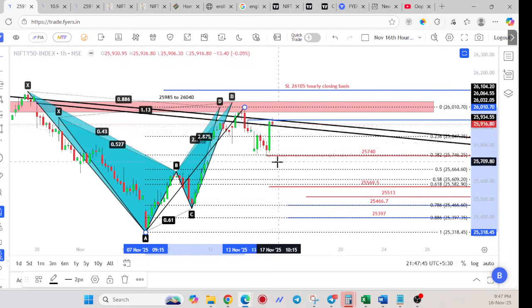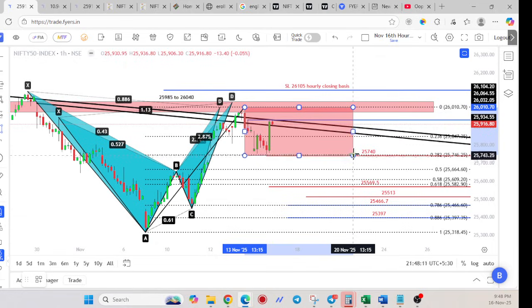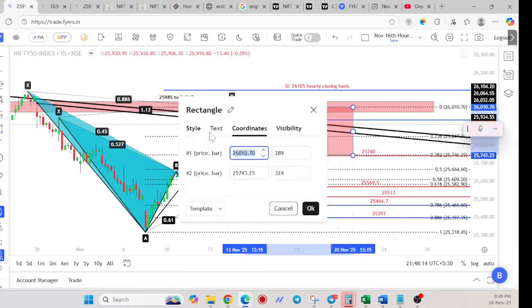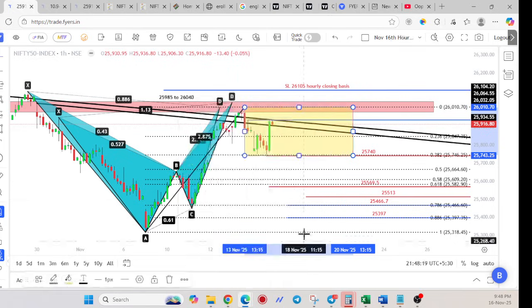So what you need to do, this is not a recommendation, exactly what I will be doing probably. I will not short anything here. I will either wait for Nifty to get back into this red area, which is my potential reversal zone, or I will wait for an hourly close below 25,740. In between these levels, I will not play anything. This is an area that I will not play at all.